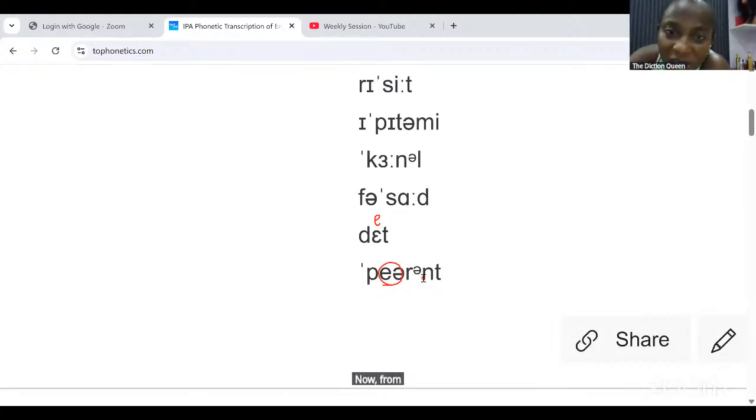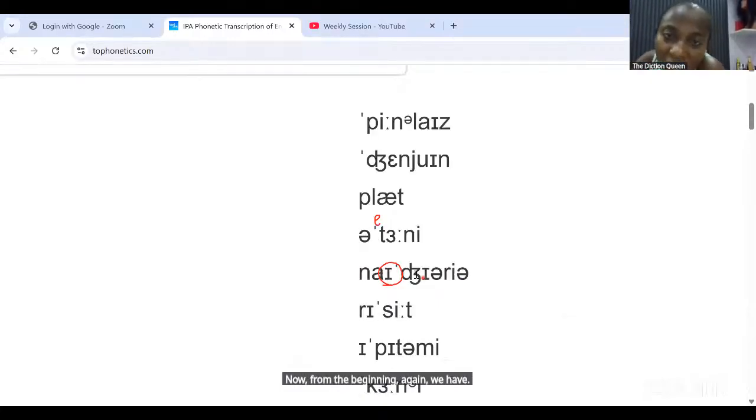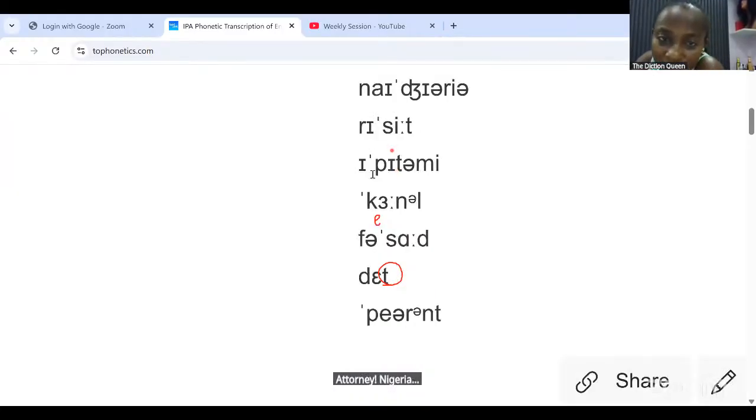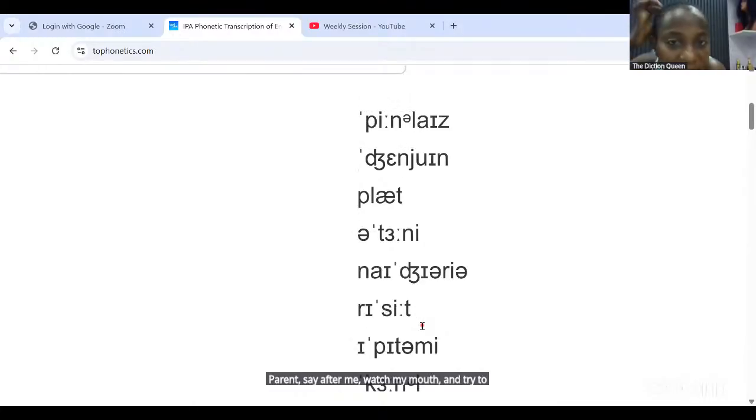Now from the beginning again, we have penalize, genuine, plat, attorney, Nigeria, receipt, epitome, kernel, facade, debt, parent. Say after me, watch my mouth and try to mimic what I'm saying.